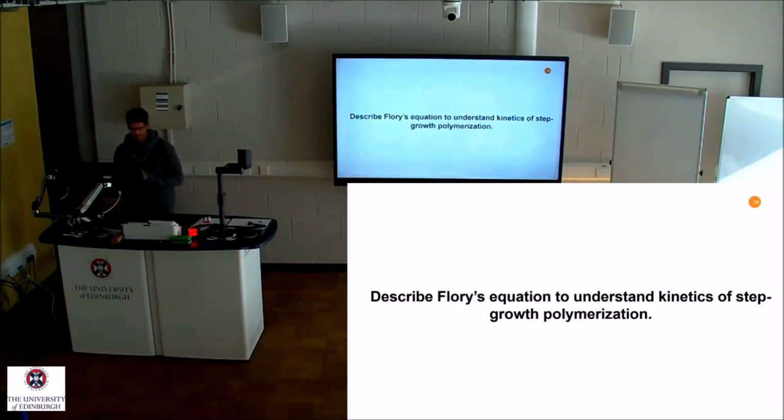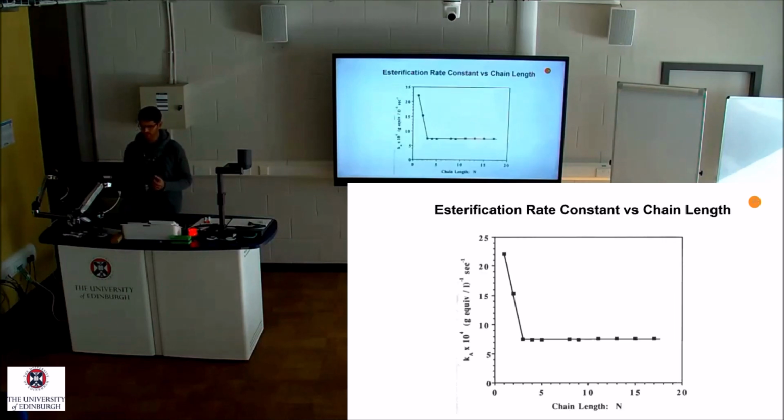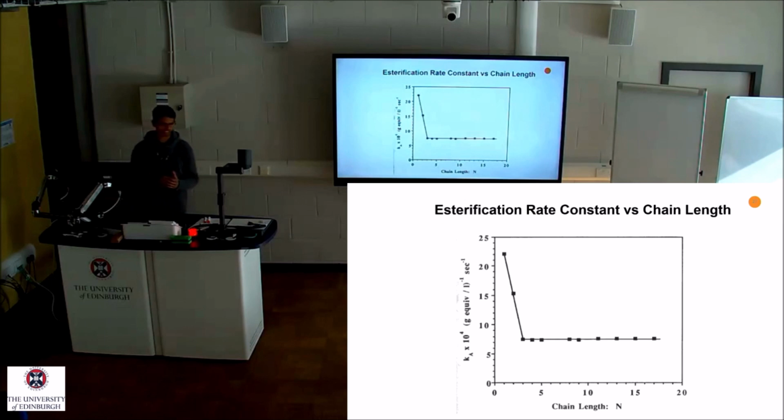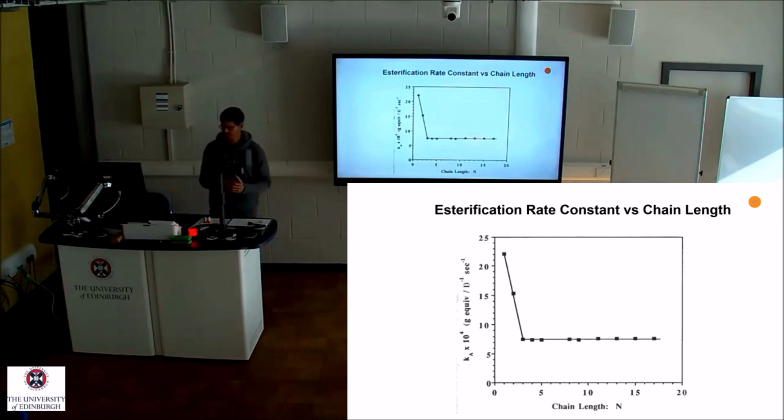Okay, so the last question that we are going to discuss is Flory's equation to understand the kinetics of step-growth polymerization. I think this is the only thing you have to understand a little bit. The thing that I have told you before is not that brainstorming or understandable. So first of all, I'm going to start with this graph, Flory's experimental graph, which is rate constant versus chain length. Before I start explaining, I just want to ask you, who understands this curve?